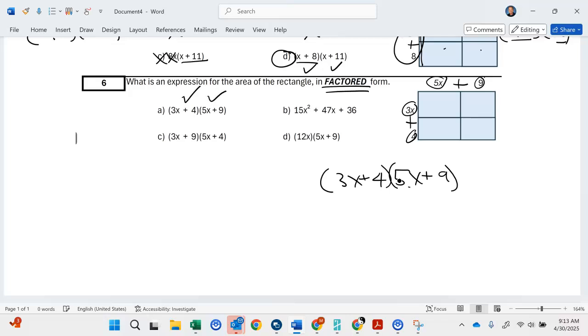5x plus 9, yes. This has 5x plus 9, but not 12x. Remember, this is plus. This one would be multiplication. It's not 3 times 4 to get 12. It's 3 plus 4. And that, you cannot combine those, so that's 3x plus 4. Okay?